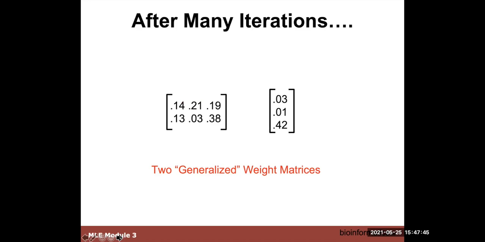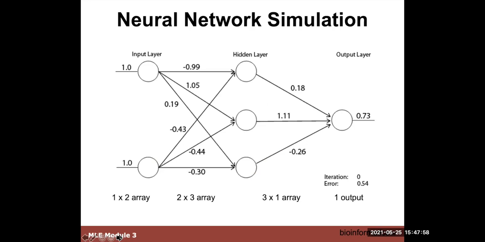So that's all the effort of forward propagation and back propagation. It's really a lot of just simple matrix algebra or dot products that are performed. This is another example illustrating the same thing that was shown in that video, where again we've got an input layer, a hidden layer, and an output layer.